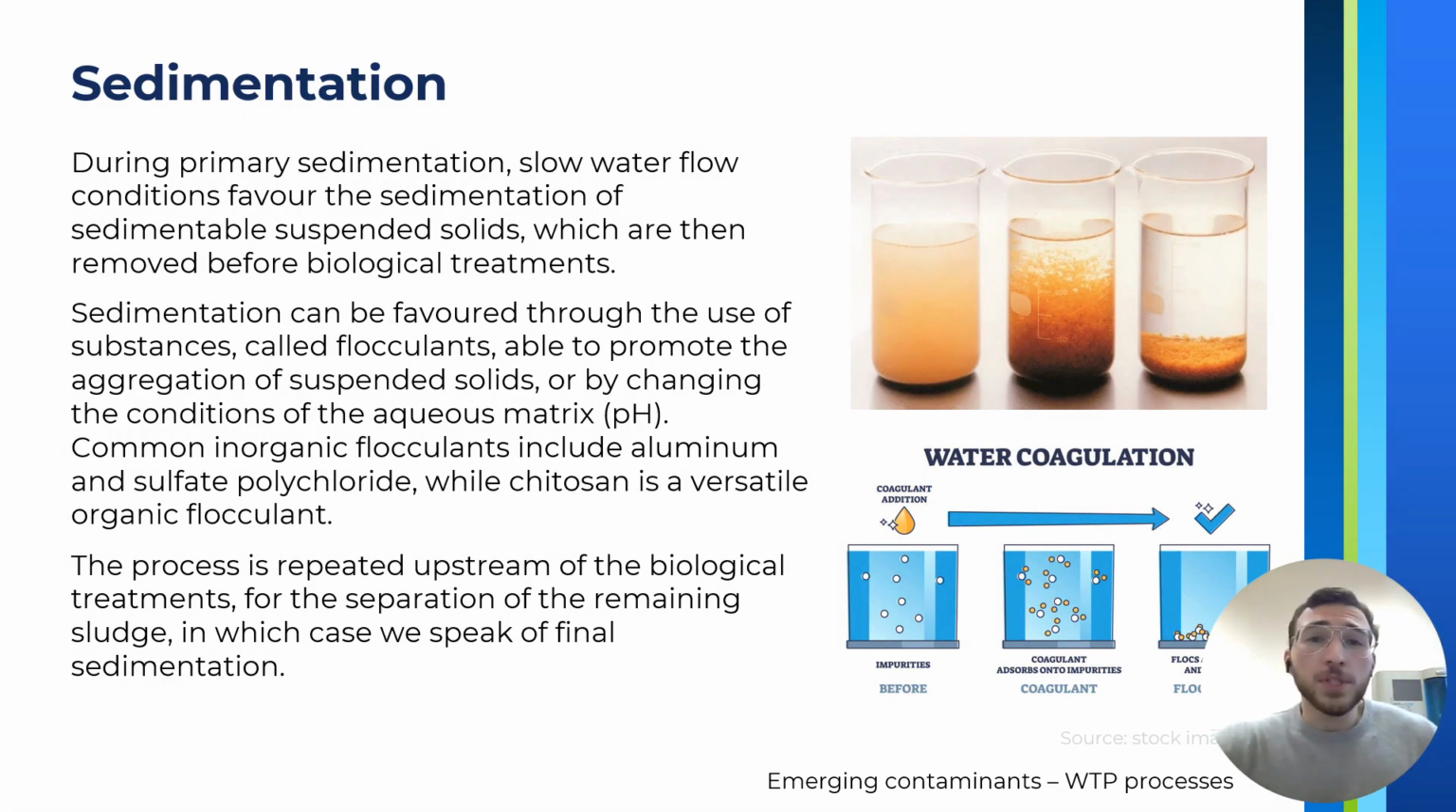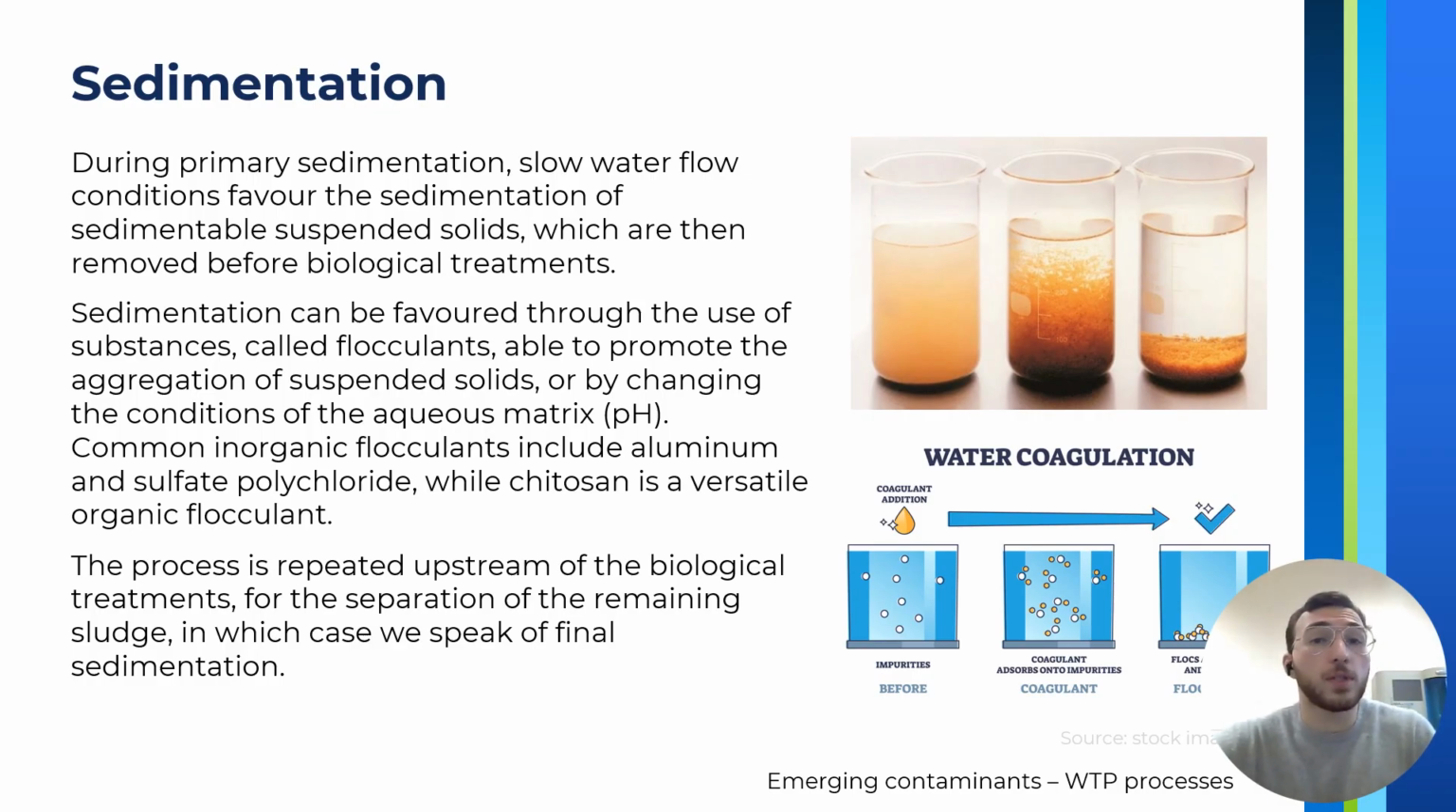The sedimentation process is one of the most common and important processes in wastewater treatment. During primary sedimentation, slow and steady water flow conditions favor the sedimentation of suspended solids on the bottom of a tank called the sedimentation tank. This process can be favored by the addition of substances called flocculants, able to promote the aggregation of suspended solids. As a result, these heavier aggregates have an easier time settling and falling to the bottom of the sedimentation tank.